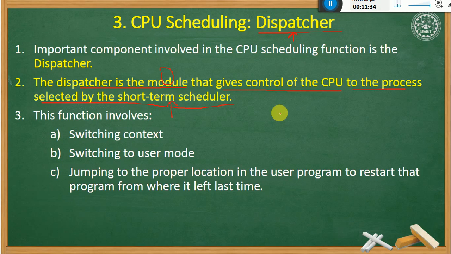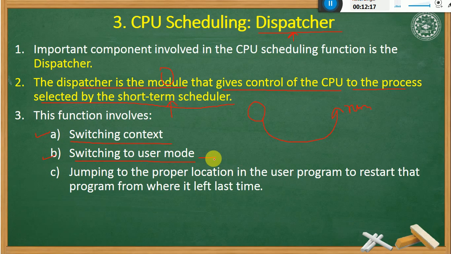In the process state diagram, the dispatcher will pick up the process from the ready queue and put it into the running state. That module is known as the dispatcher. The basic function of the dispatcher is context switching. When we are switching from process P1 to P2, the dispatcher is used for the context switch. Also, the dispatcher is used in switching from kernel mode to user mode, or in user programs.